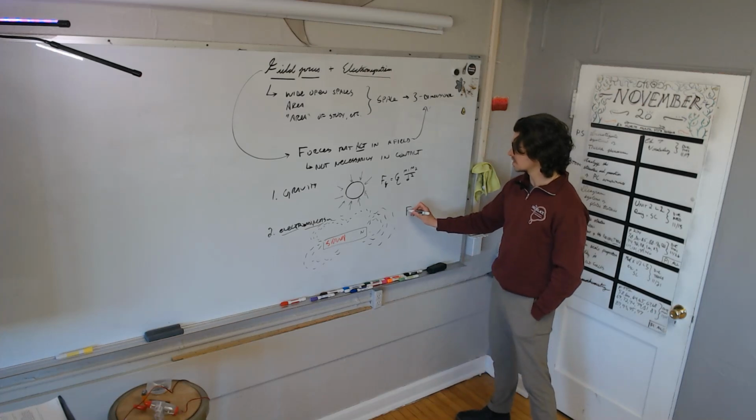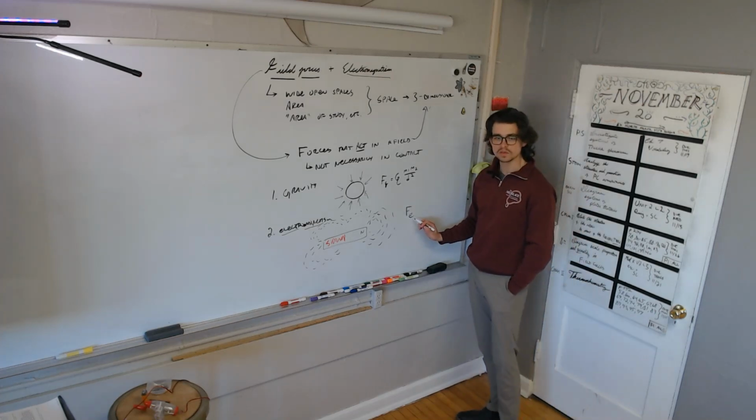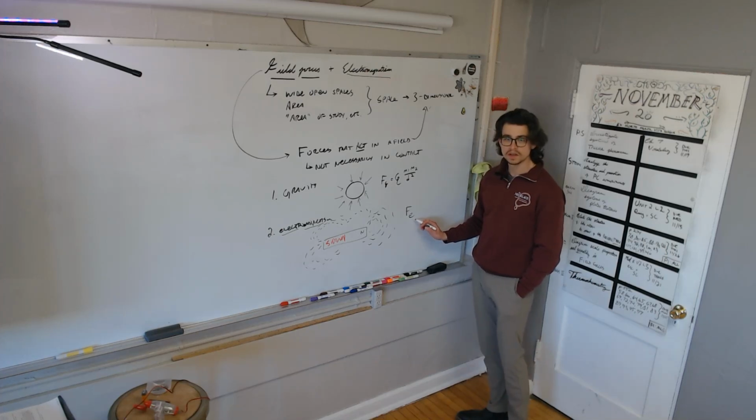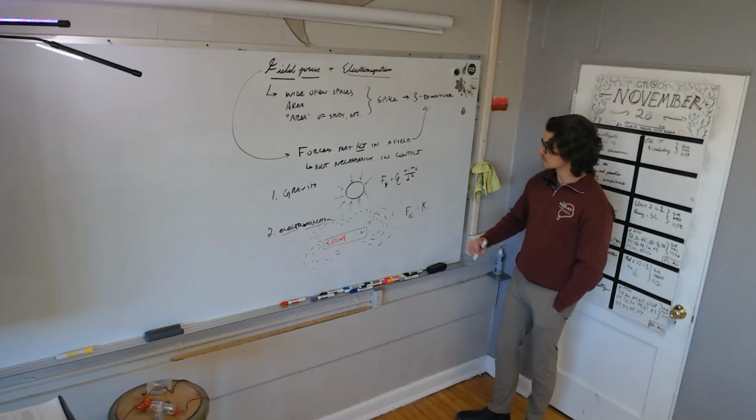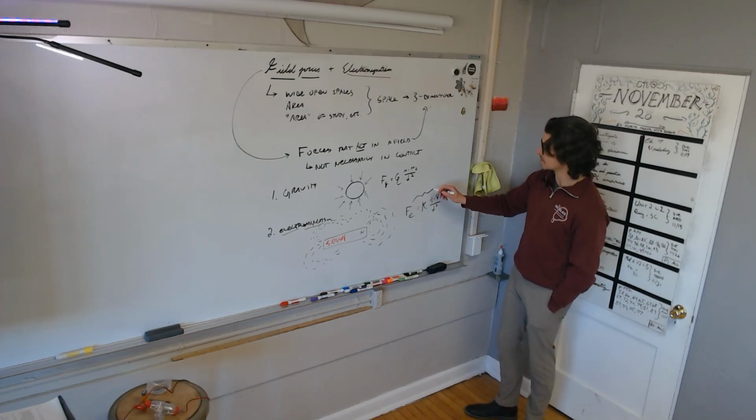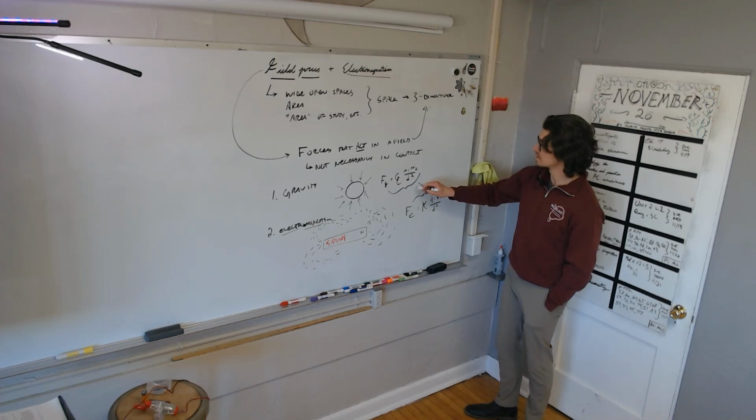And that is expressed to us in the equation F sub E. What do you suppose the E stands for? Yeah, the force of electromagnetism is equal to the electromagnetic constant K times the two charges, Q1 and Q2, over d squared. And we talked last time about, do you see the similarity between these two equations?